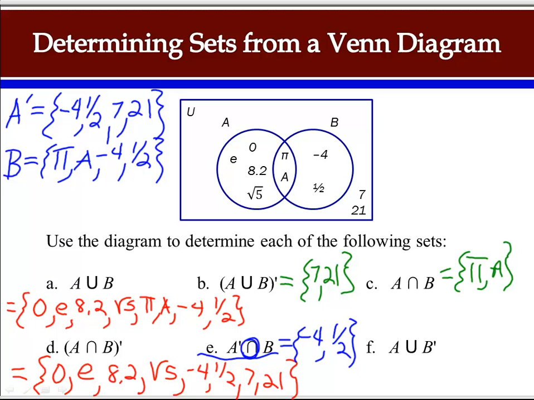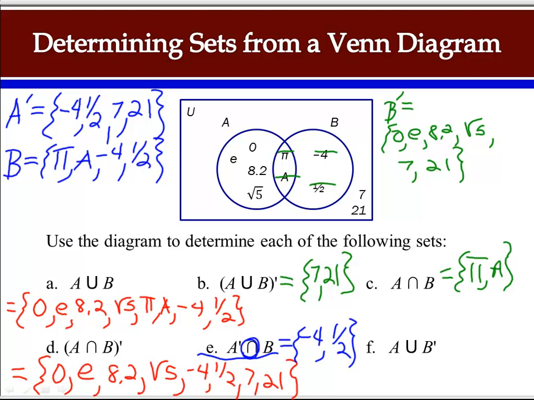And the last set operation we're asked to do in part F is to take set A and find the union with the complement of B, or A union B prime. Now again, let's start by defining B prime. The complement of B consists of all elements from this universal set except those that are in B. So I will mark out the pi and the A, the -4 and the 1/2, and I will list everything else: 0, E, 8.2, square root of 5, 7, and 21. That's my complement of B.